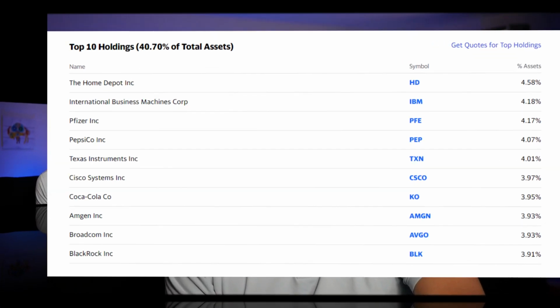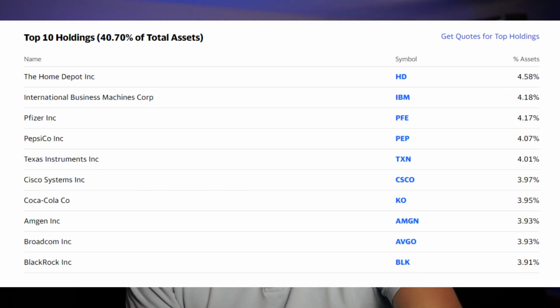Here you can see the top 10 holdings of SCHD as they currently sit. The top 10 stocks make up just over 40% of the total assets of the ETF. We got Home Depot leading the way at 4.58%, followed by IBM at 4.18 and Pfizer at 4.17. Those are above the 4% threshold, and if they stay that way or if they grow to a higher percentage, yes, they will get rebalanced down.